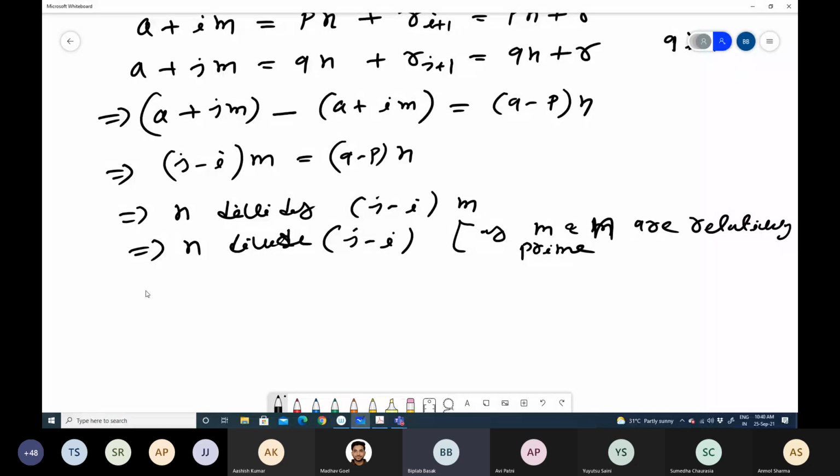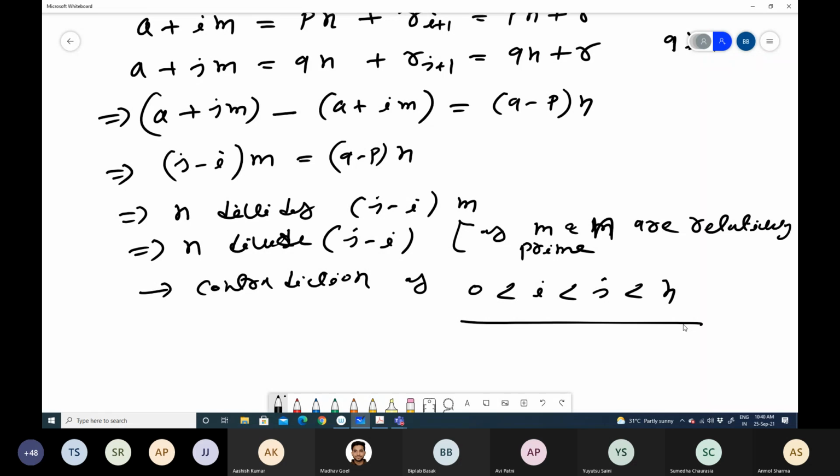Right? And again, this is a contradiction, as 0 less than i less than j less than n. Or I think 0 less than or equal to. No, 0 less than i. Okay, so this is a contradiction, because since they are two different numbers, n cannot divide j minus i. So this is a contradiction.